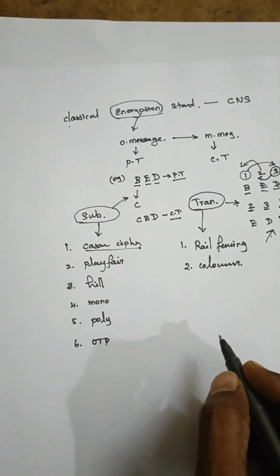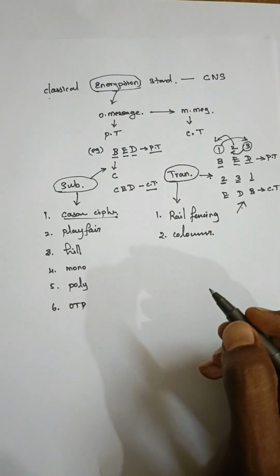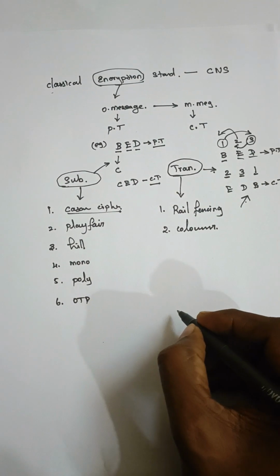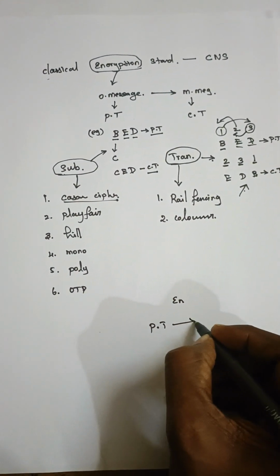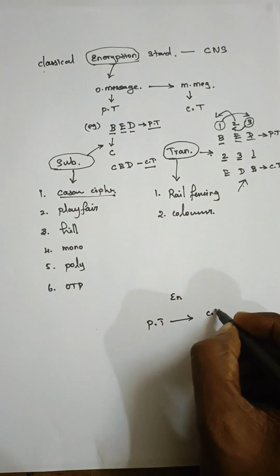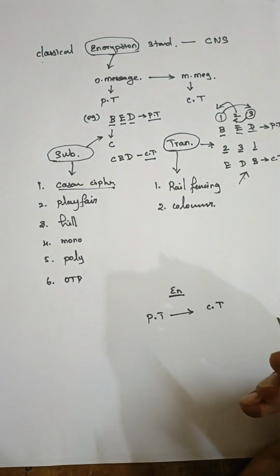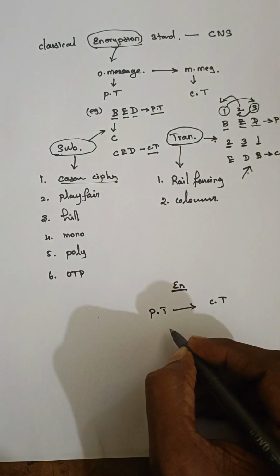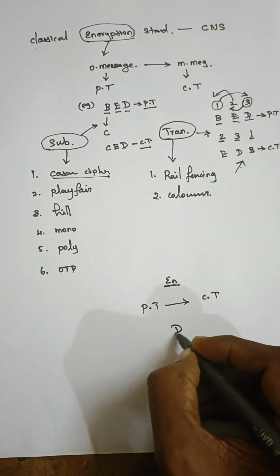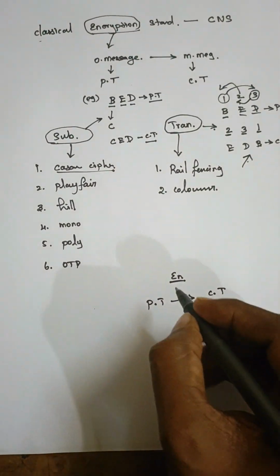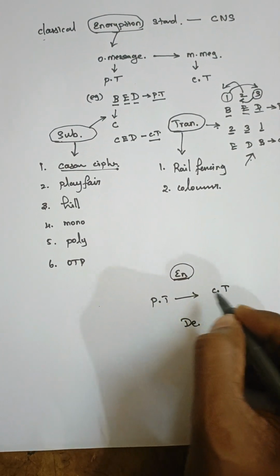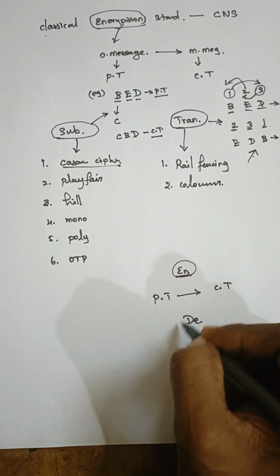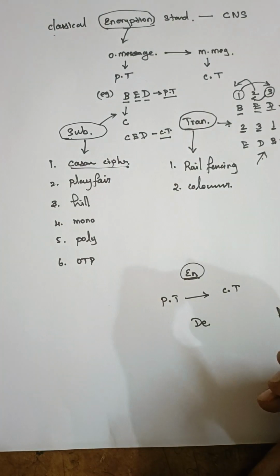What is encryption? Here, if plain text goes to ciphertext, the process is called encryption. The same process in reverse is called decryption. So encryption is nothing but the plain text being moved to a ciphertext. The decryption process is ciphertext to plain text.